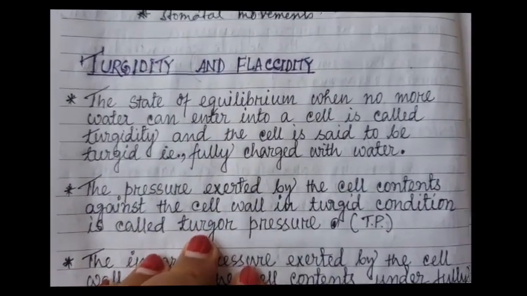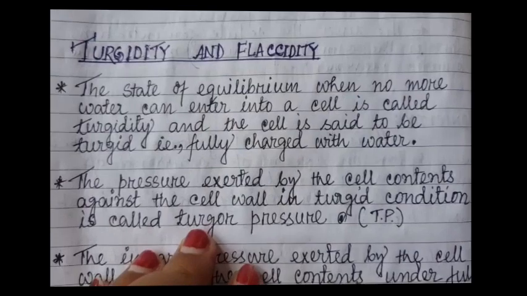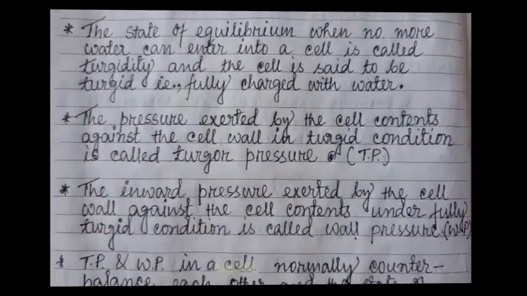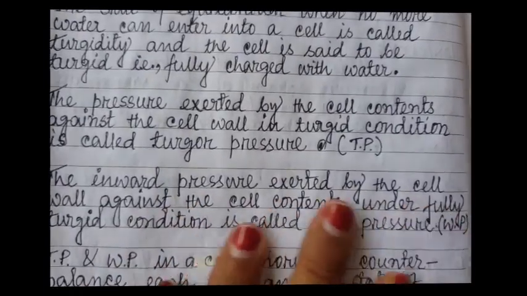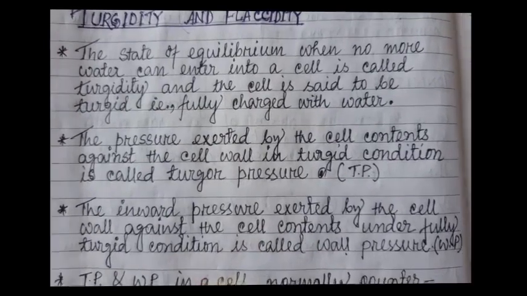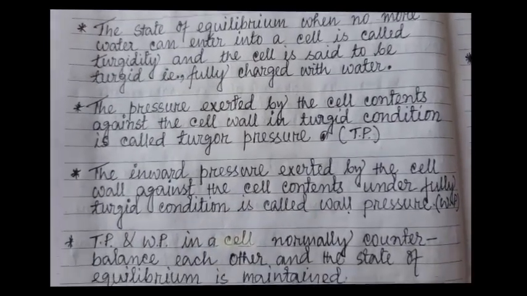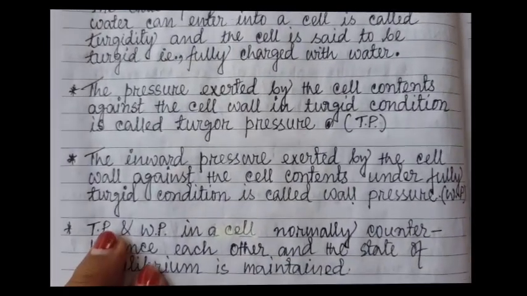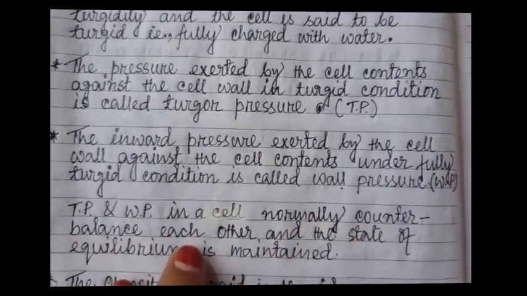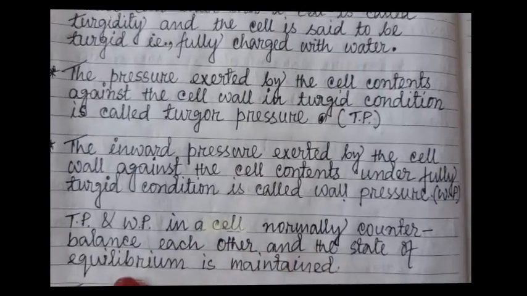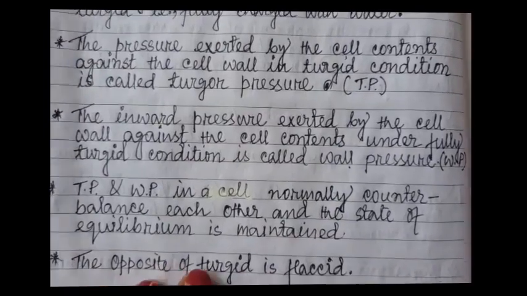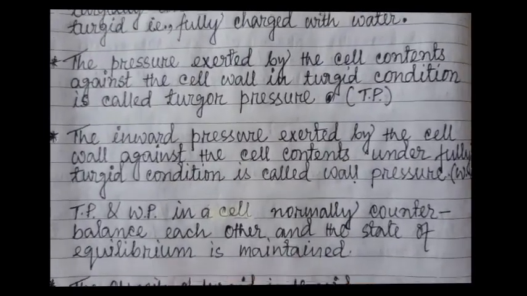So the pressure that is exerted by the cell contents on the cell wall is known as turgor pressure, whereas the opposite pressure, that is the pressure exerted by the cell wall against the cell contents under fully turgid condition, is called the wall pressure. Now, this turgor pressure and wall pressure in a cell normally counterbalance each other and the state of equilibrium is maintained. The opposite of turgid is flaccid.